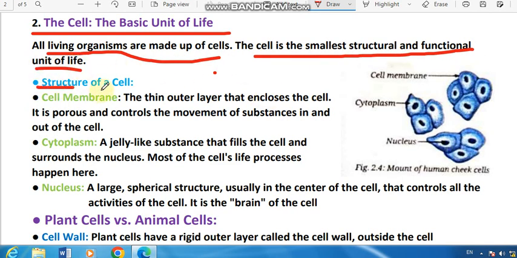Structure of a cell. First, cell membrane. The thin outer layer that encloses the cell. It is porous and controls the movement of substances in and out of the cell. Second, cytoplasm. A jelly-like substance that fills the cell and surrounds the nucleus. Most of the cell's life processes happen here.